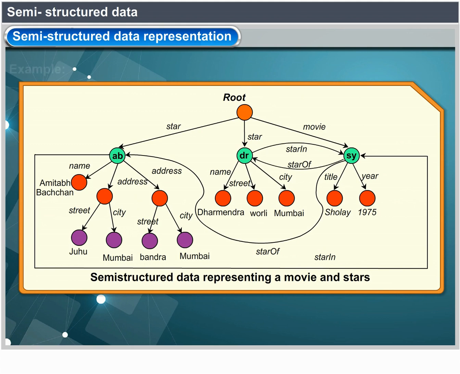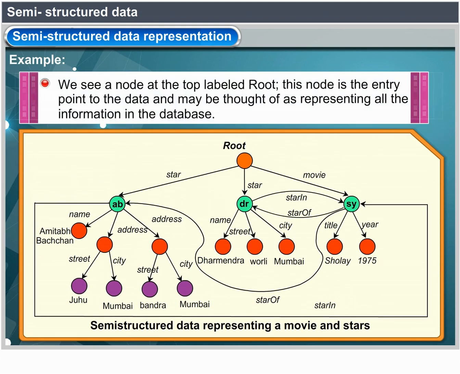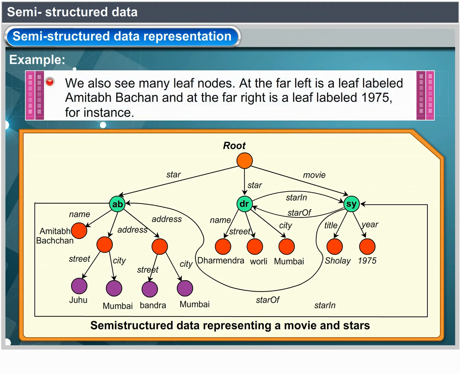Example. The above figure is an example of a semi-structured database about stars and movies. We see a node at the top labeled root. This node is the entry point to the data and may be thought of as representing all the information in the database. The central objects or entities, stars and movies in this case, are represented by nodes that are children of the root. We also see many leaf nodes. At the far left is a leaf labeled Amitabh Bachchan, and at the far right is a leaf labeled 1975, for instance.